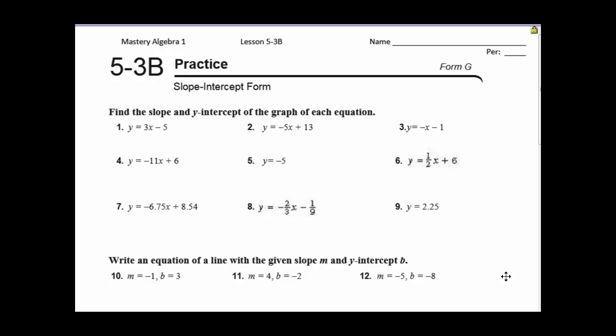A little bit more on slope-intercept form. Let's do a few problems. We need to find the slope and y-intercept of the graph of each equation.